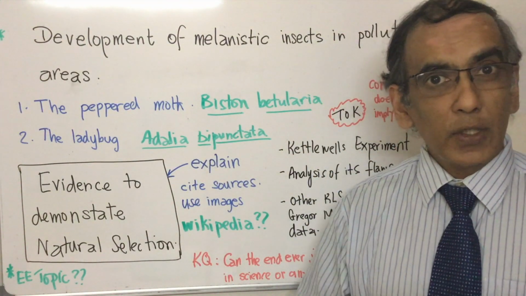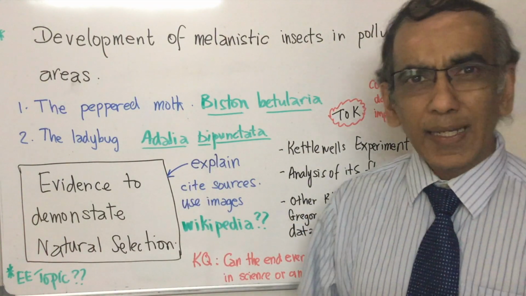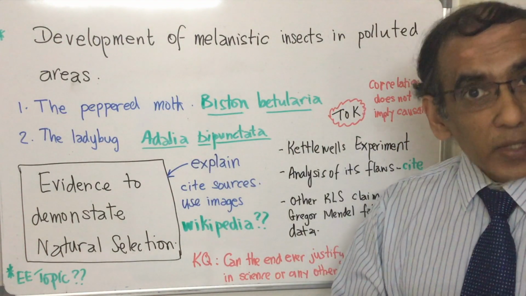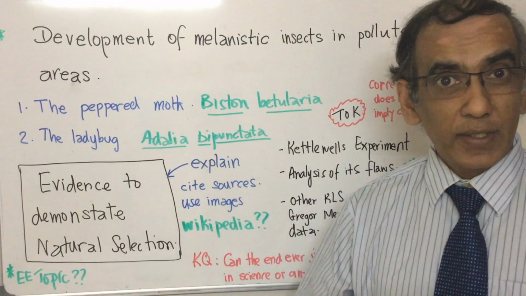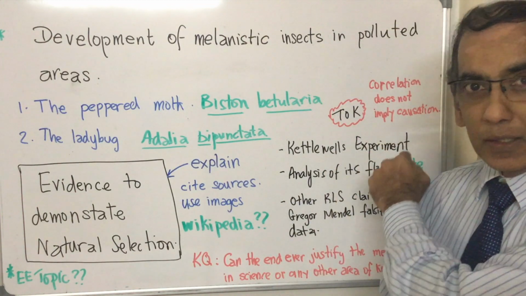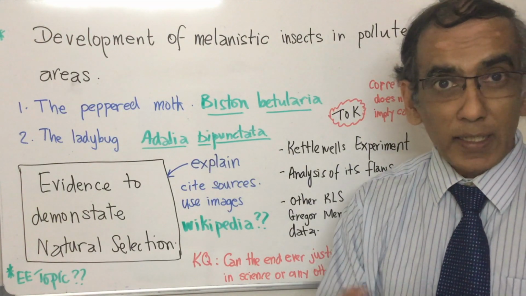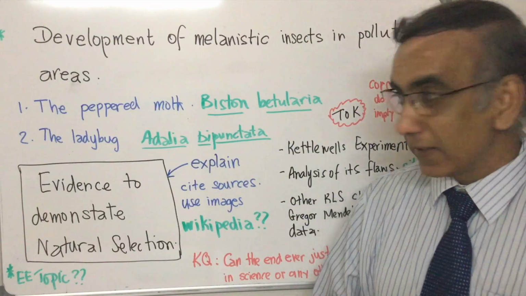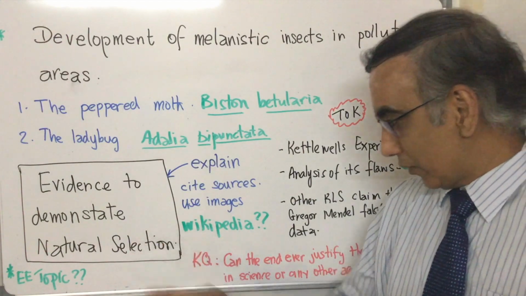Not because those two things show up together in lots of places, that we should automatically assume that that correlation implies a causation. There might be other reasons why the moth is becoming melanic in places that are subject to industrial pollution. So therefore, bear that in mind. Correlation does not mean causation. And of course, with that in mind, it's valid to question any experiment and to look at where is the evidence to say that the peppered moth or the ladybug provides evidence for natural selection.